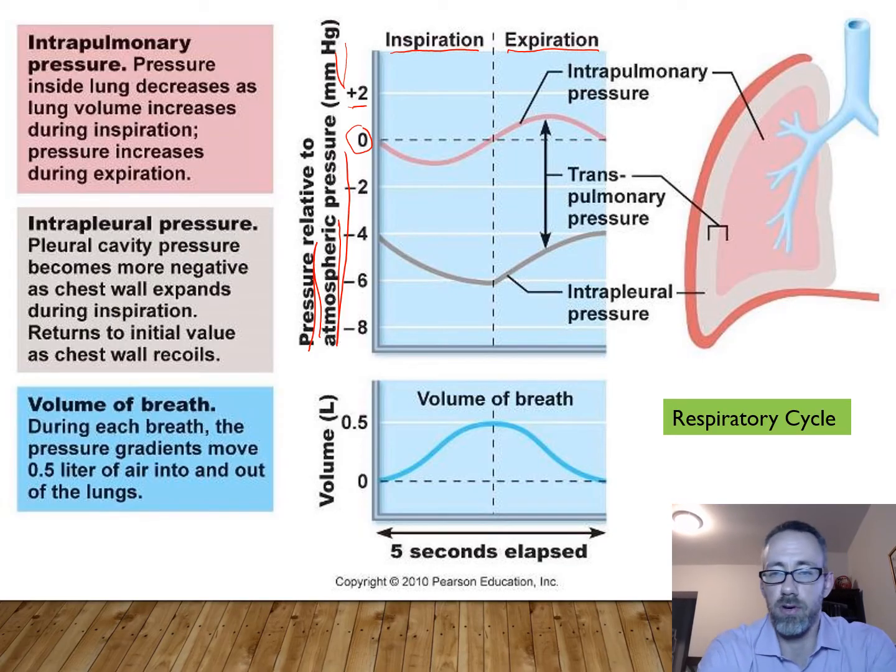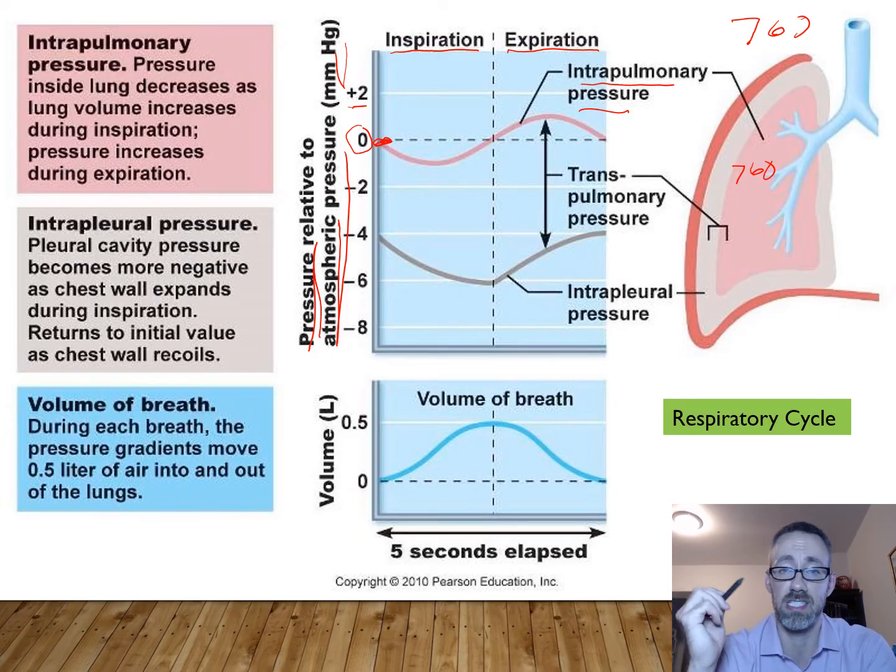And so let's just take the first curve here. This is the intrapulmonary pressure. So this is the pressure inside the lungs. Okay, so we breathe in. Remember I told you that the pressure in the atmosphere is 760. Okay, and at the start, it starts at 760. So that's what 0 is. We're starting here at this point during inspiration at 760 inside our lungs.